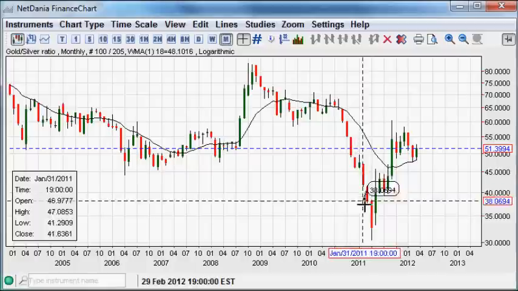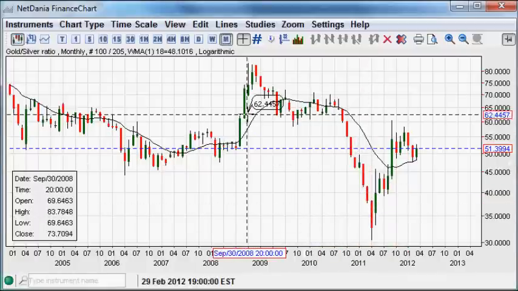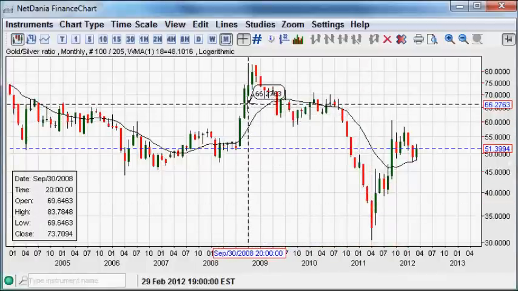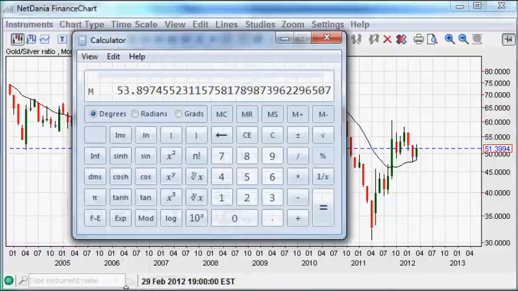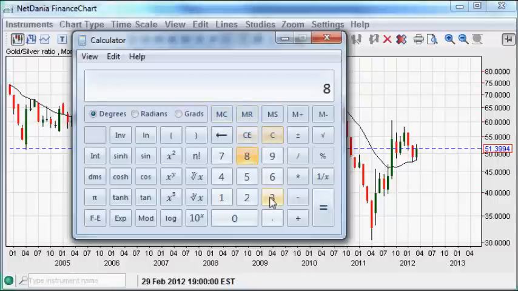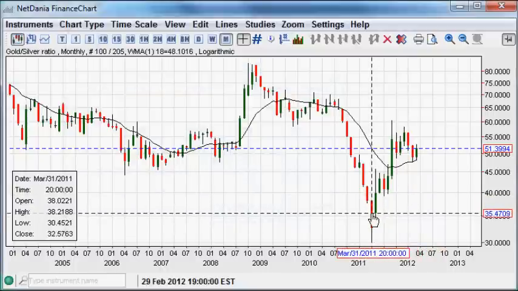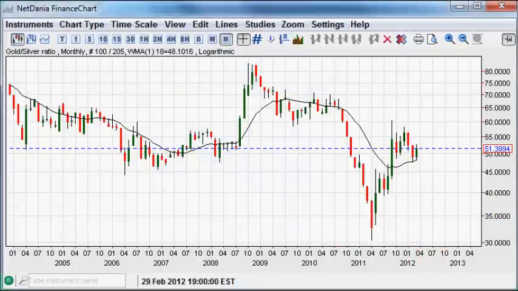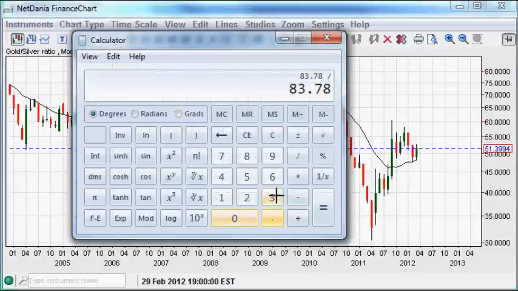This high is the high for the chart. This is a low. So significant Fibonacci, to say the least. The high is 83.78. So we'll go on the trusty calculator again, and we'll put in 83.78, and we're going to divide it by the low. The low is 30.45. So 30.45 is the low, and now we have the difference of the high divided by the low.